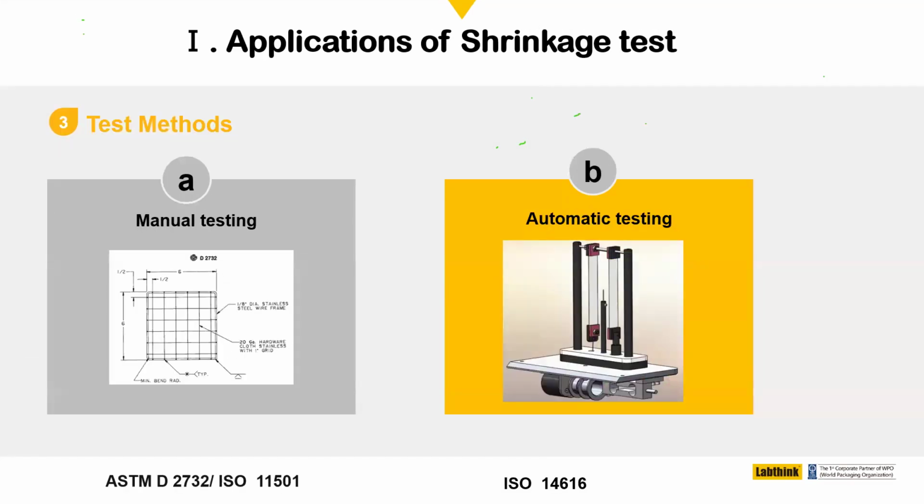So the two different test methods with which shrink film manufacturers may be concerned are manual testing, which is ASTM D2732 or ISO 11501, and the automatic test, which is where we're focusing today, which is ISO 14616. So those are the two standards with which we're trying to facilitate compliance.